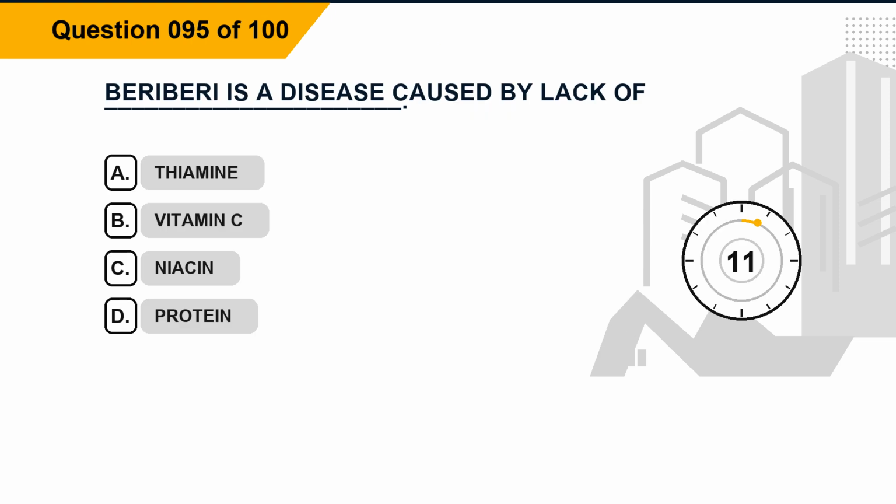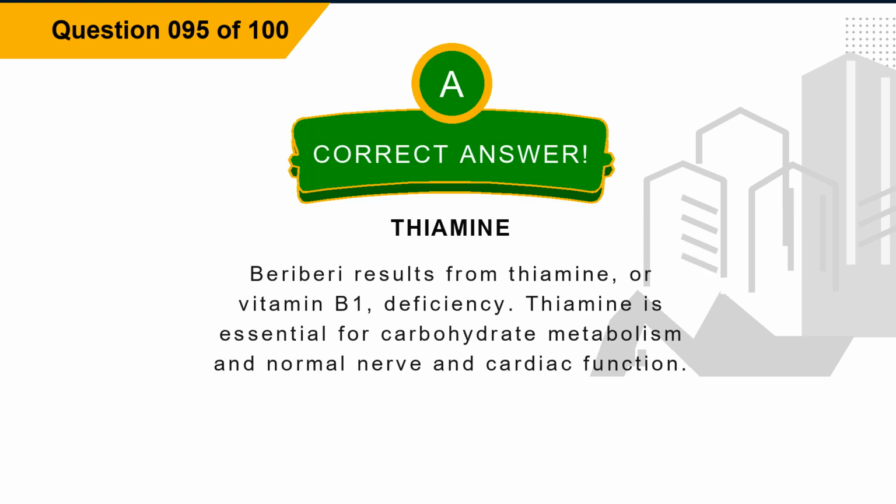Question 95. Beriberi is a disease caused by lack of blank. Option A, thiamine. Option B, vitamin C. Option C, niacin. Option D, protein. The correct answer is option A, thiamine. Explanation: beriberi results from thiamine, or vitamin B1, deficiency. Thiamine is essential for carbohydrate metabolism and normal nerve and cardiac function.